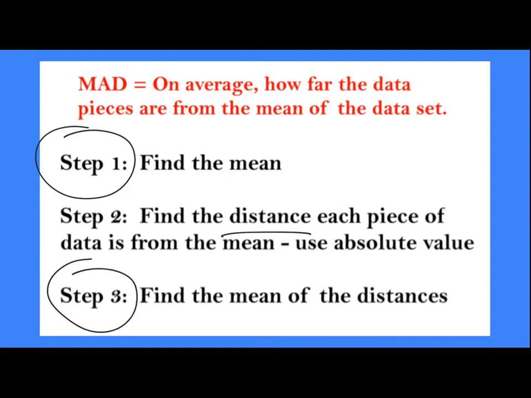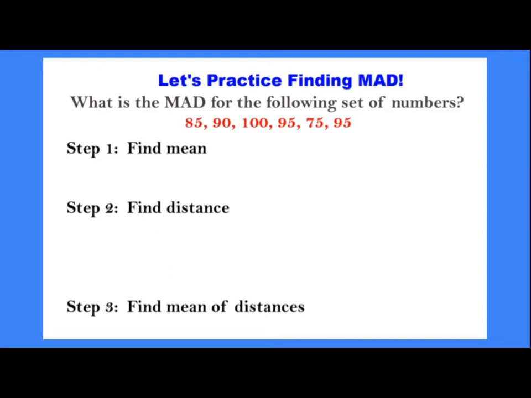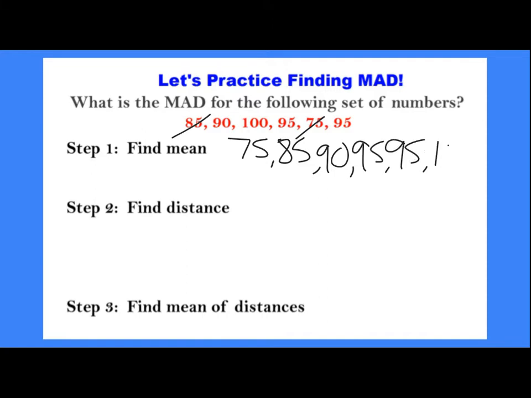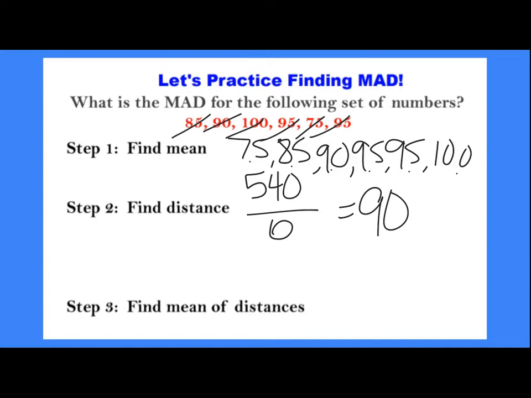Grab a sheet of paper to do the work because you'll have to input it. So let's find the mean. I always like doing my numbers in order from least to greatest just to help my brain. So 75, 85, 90, 95, 95, 100. Grab your calculator and add them up, and you get 540. There are 6 numbers, so we're going to divide by 6. Our mean of this data is 90.